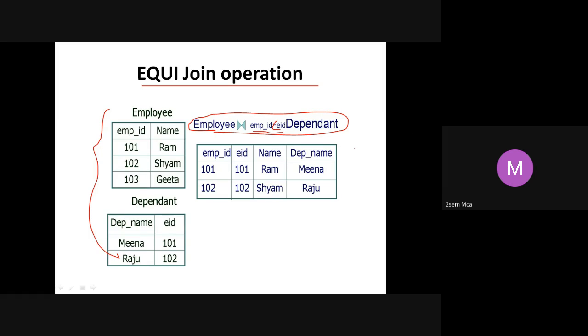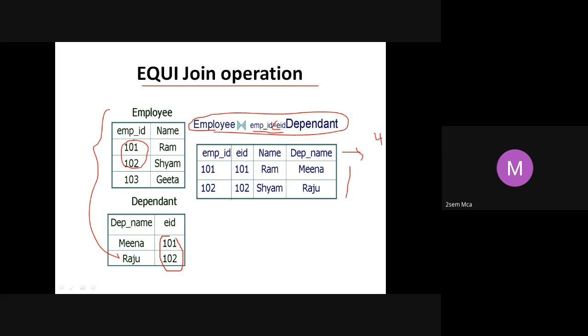But when you see the attributes, all the attributes will come. Both the attributes of employee and both the attributes of dependent will come. So you will have a total of 4 attributes. In Cartesian product also we had 4 attributes, but we had 6 tuples because we did not have any condition. Every possible combination came. Here you will not have 6 tuples, you will have only 2 because wherever this condition is satisfied, only those tuples will come.